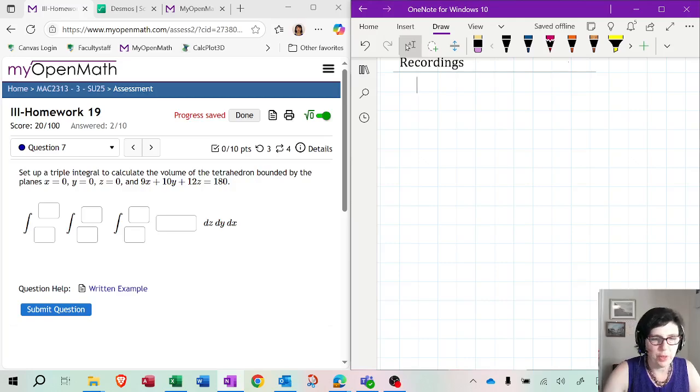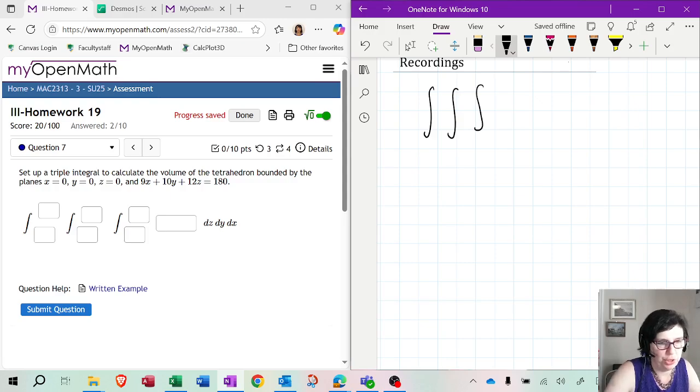In this video, we are going to set up a triple integral over a tetrahedron. We are integrating just volume, and so that just means that we are integrating 1 dz, dy, dx. So now we have to figure out the limits.